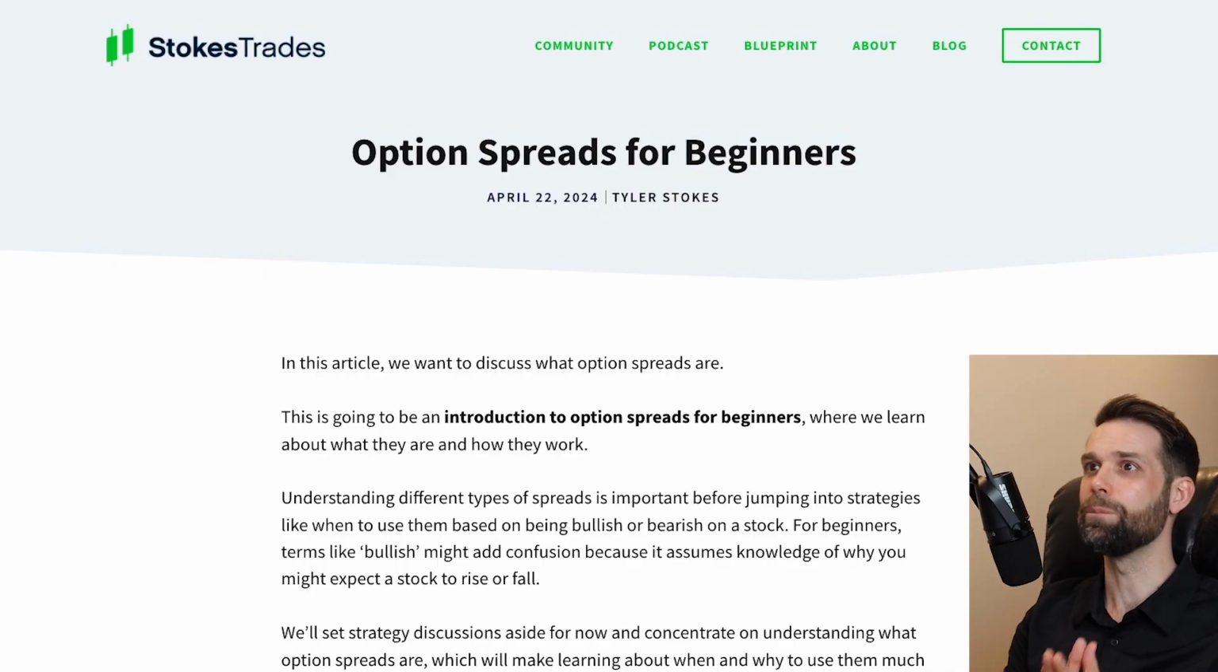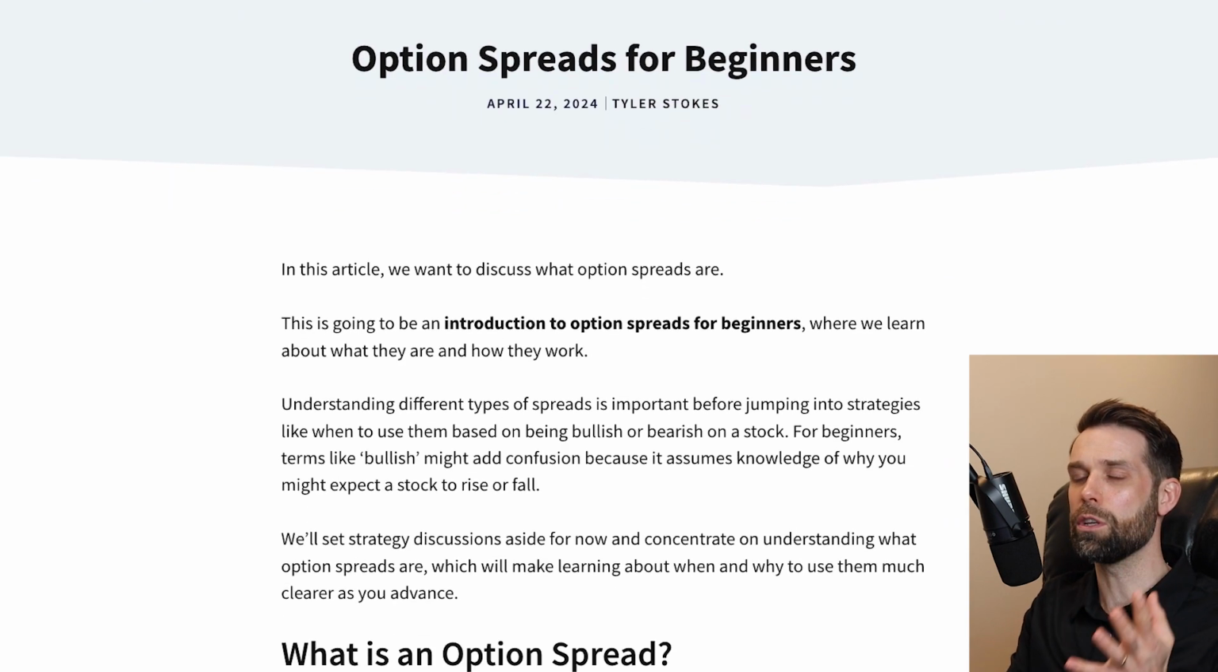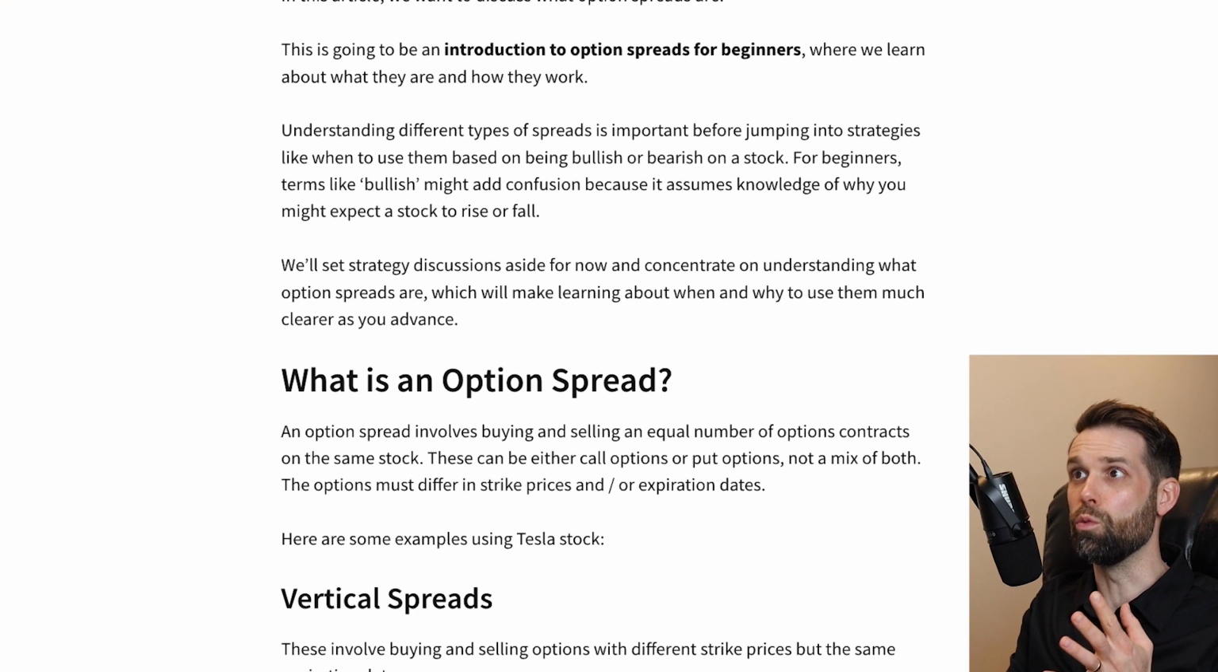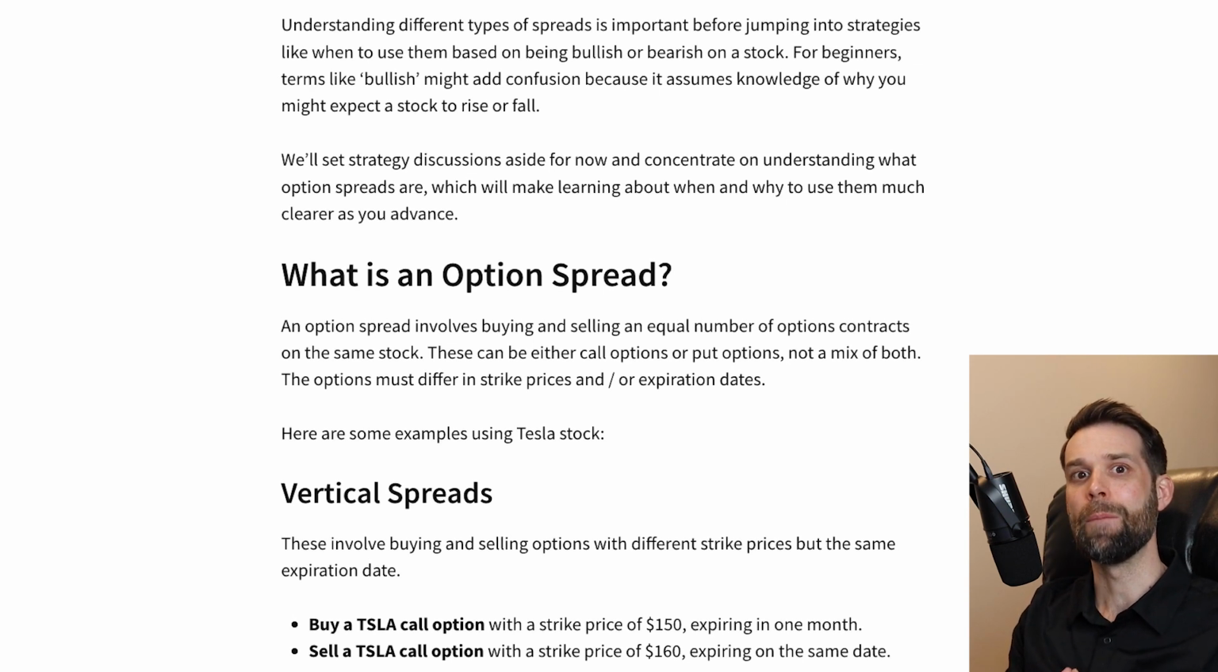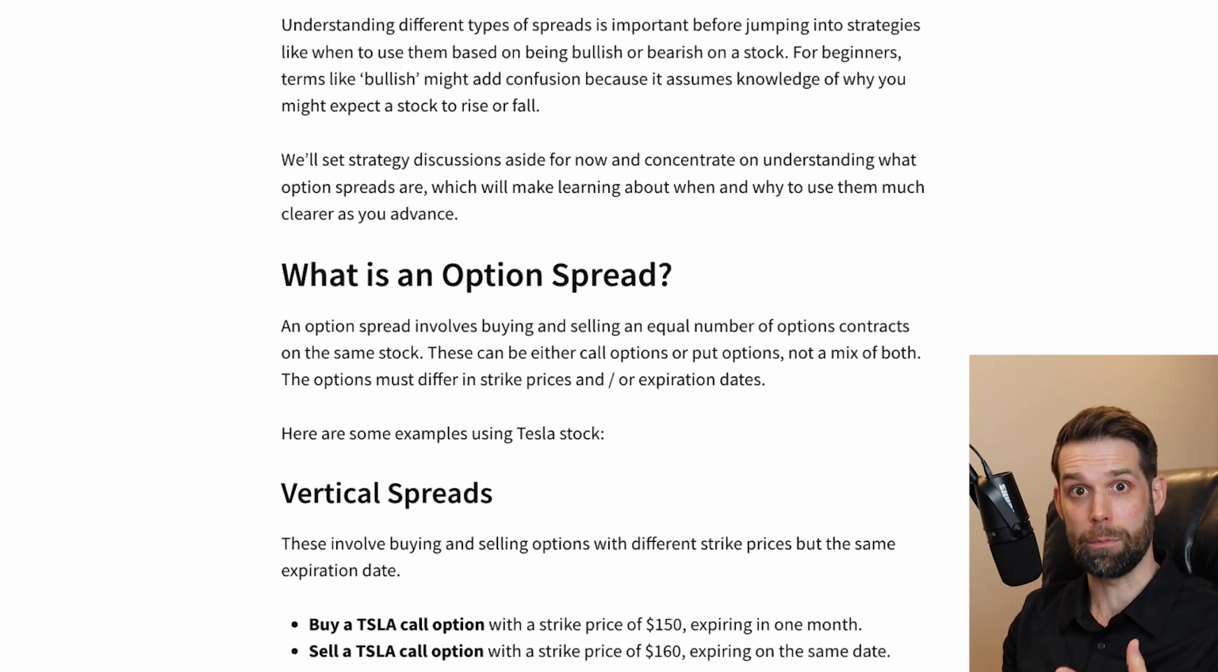So let's jump right into it. And we're going to talk about option spreads for beginners. So again, this is going to be an introduction to what option spreads are. And we're going to try not to talk too much about strategy. So for me, when I'm studying this stuff, if I also layer in this idea of when you would maybe want to use a particular option strategy, then I get a little bit confused.